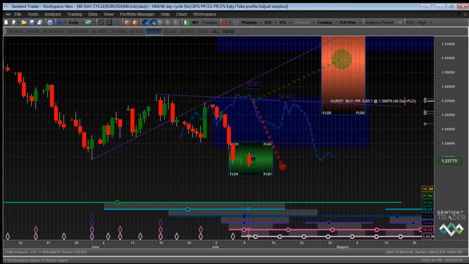So that's the first new really exciting thing, the trading opportunities that are presented for you. As you move your mouse, you'll notice different VTLs, different FLDs.